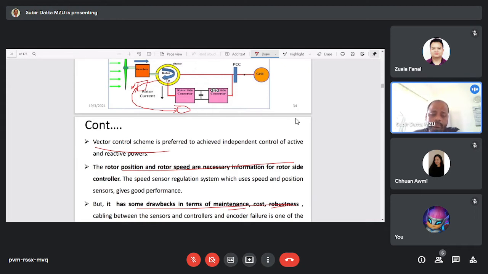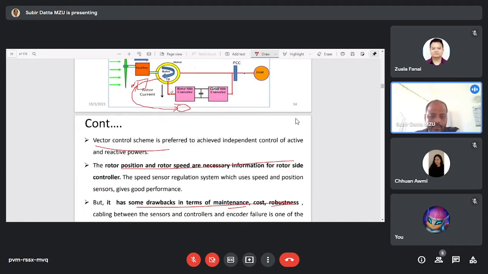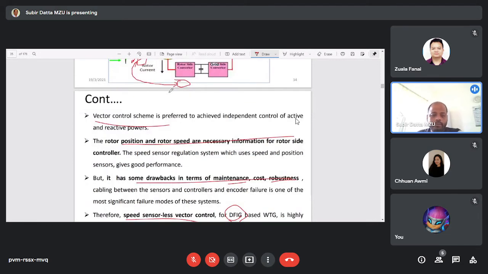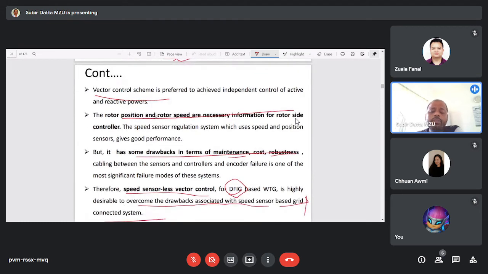So how can we achieve that? In order to get the rotor position information and also the information about the rotor speed, we can use a sensor that is also called the encoder. So we can use the sensor or encoder to sense the rotor position and also the rotor speed from the generators.